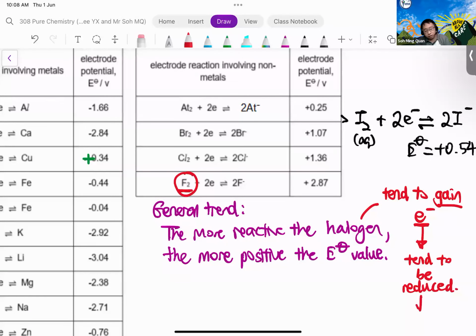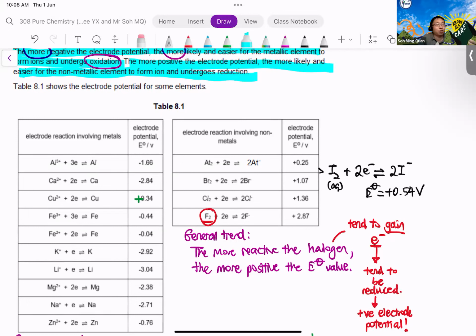Okay, so let's try to make sense of this. You can see this is the second trend. It's also here: the more positive the electrode potential, it will undergo reduction. At this stage, iodine is missing. Obviously, I know immediately they will ask you to predict the electrode potential for iodine. So iodine, you must know the trend. The trend is the more reactive the halogen, the more positive the E0 value.